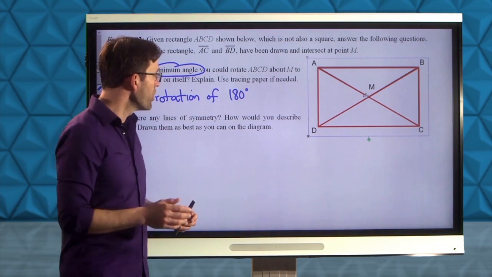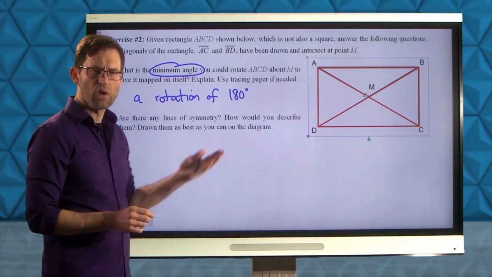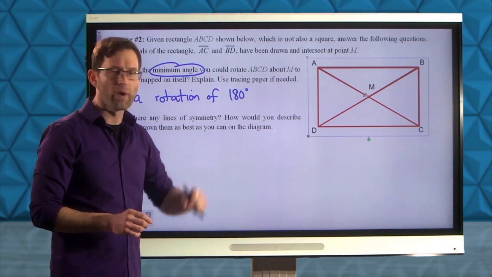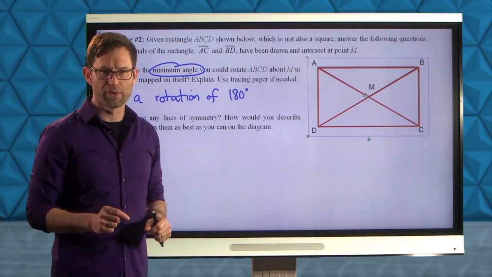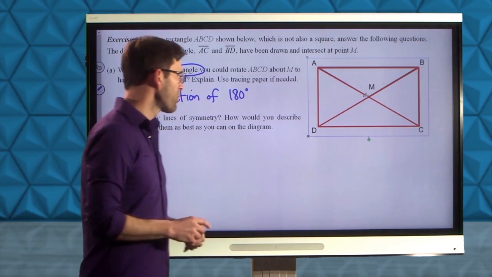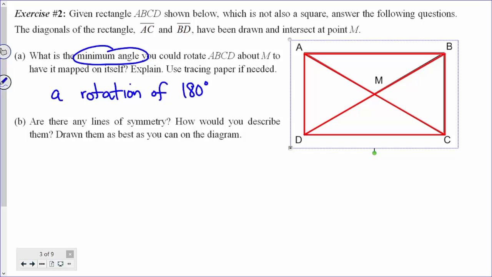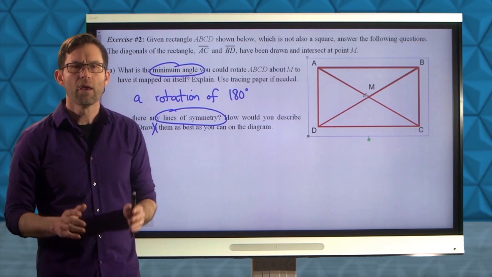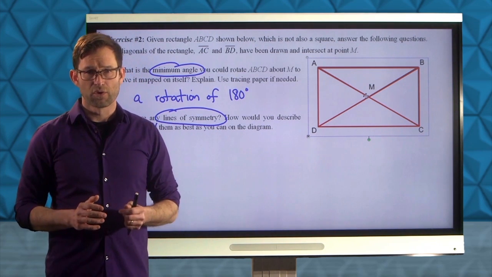All right, so let's take a look at B. A rotation of 180 degrees about point M is one of the symmetries of this rectangle and of all rectangles. But let's take a look at the second part of this problem. Are there any lines of symmetry? How would you describe them? Draw them as best as you can on the diagram. For some reason that says drawn, but we're going to say draw them as best as you can on the diagram. What does it mean, lines of symmetry?